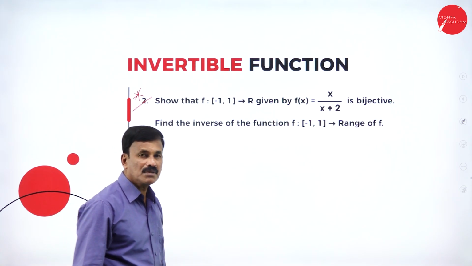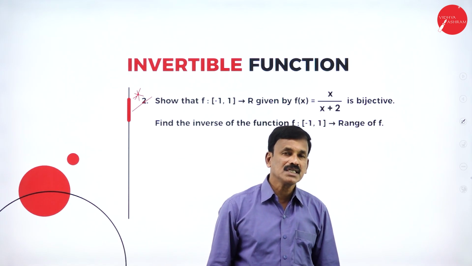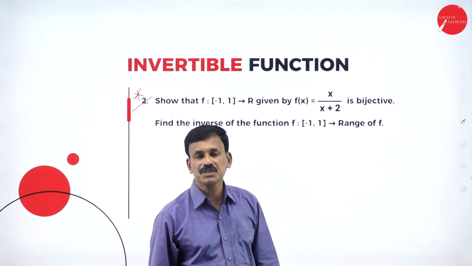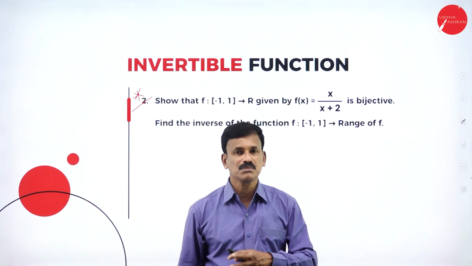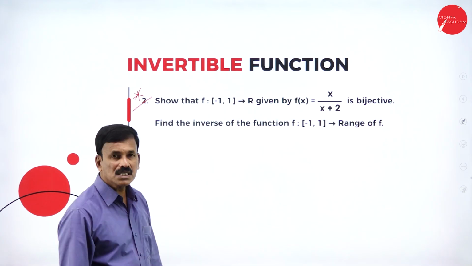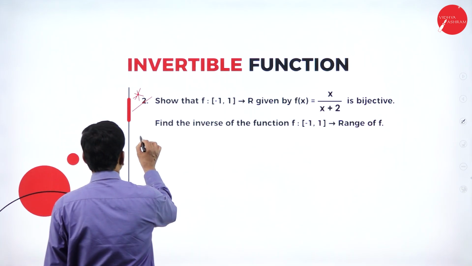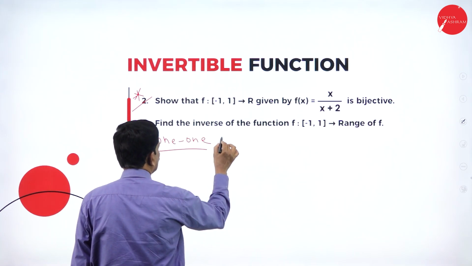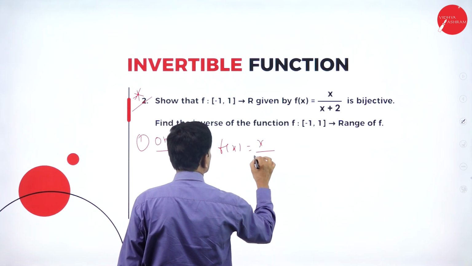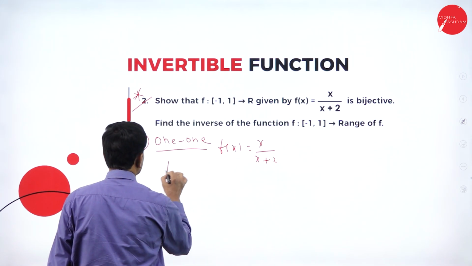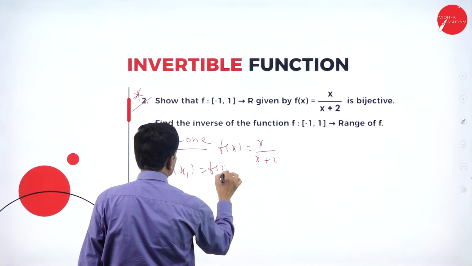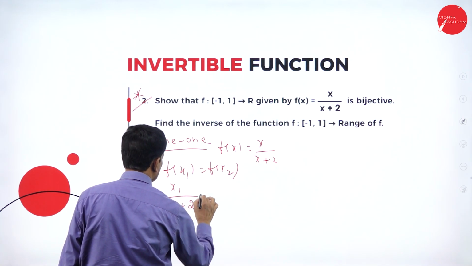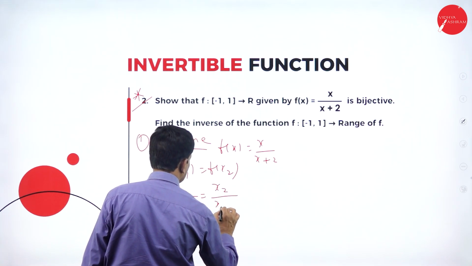So here, very simple, same as that of the previous one. To verify whether it is bijective or not, just verify whether it is one-one and onto. If it is one-one and onto, it is an invertible function, that is a bijective function. So inverse exists. Just verify one-one function first. Given f of x is equal to x by (x plus 2). Now consider f of x1 is equal to f of x2. f of x1 is x1 divided by (x1 plus 2) is equal to f of x2, which is x2 divided by (x2 plus 2).